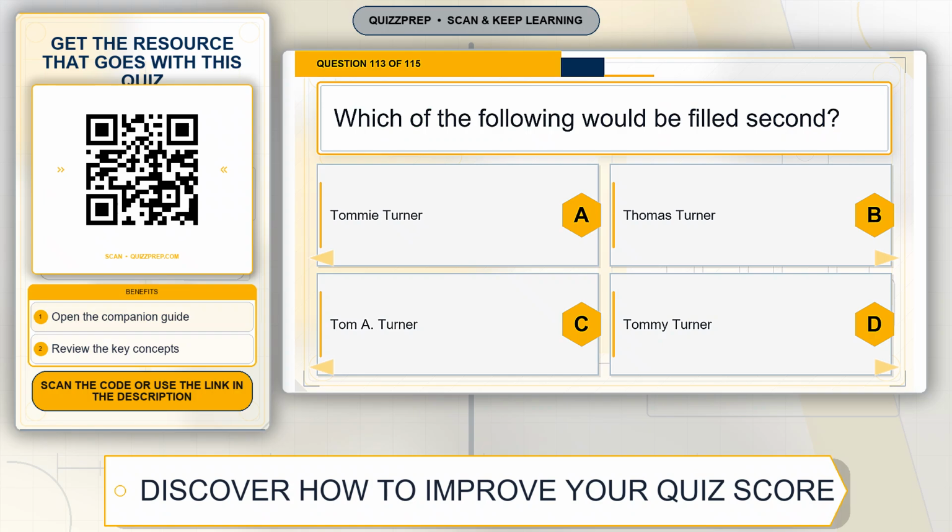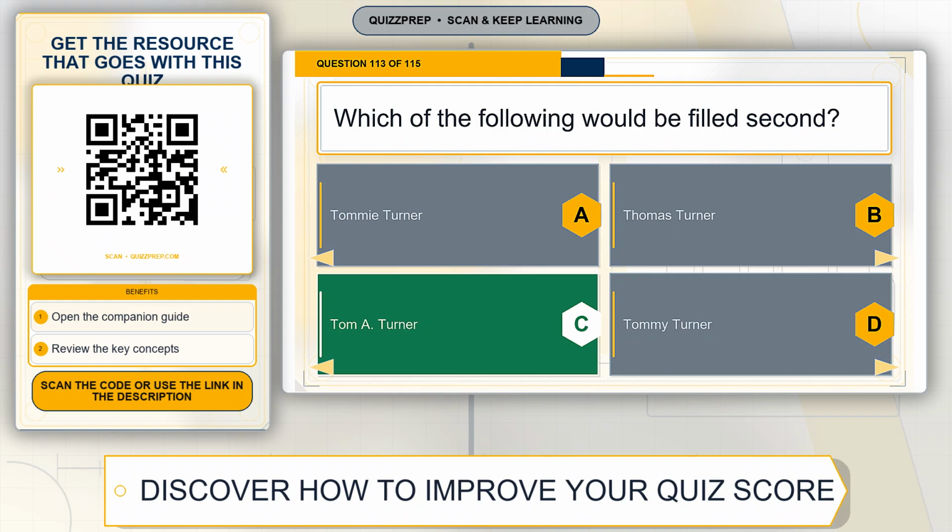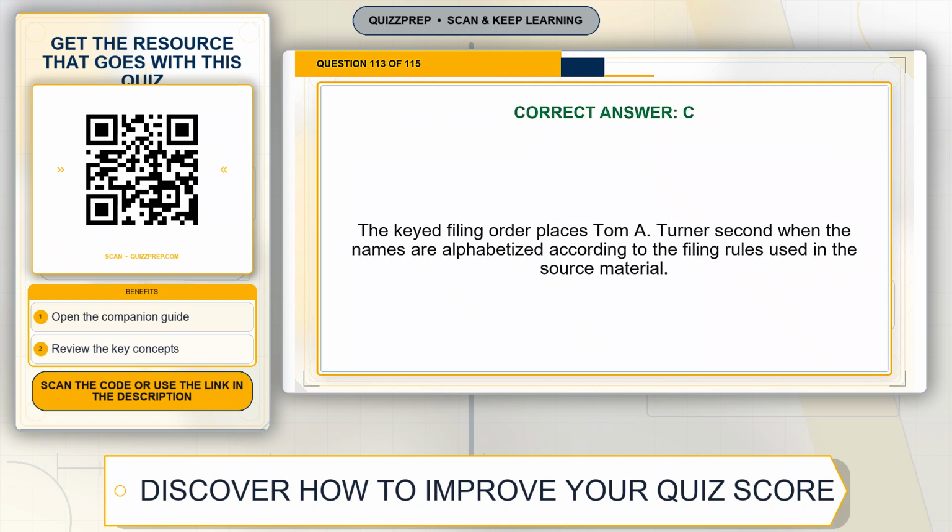Question 113. Which of the following would be filed second? Option A, Tommy Turner. Option B, Thomas Turner. Option C, Tom A. Turner. Option D, Tommy Turner. The correct answer is option C, Tom A. Turner. Explanation. The keyed filing order places Tom A. Turner second when the names are alphabetized according to the filing rules used in the source material.